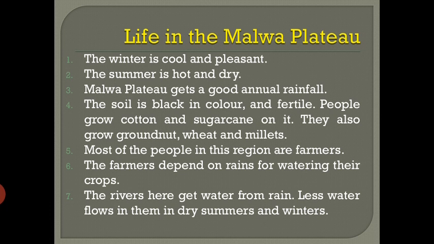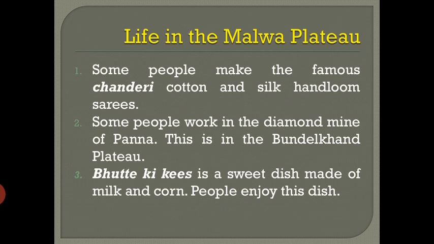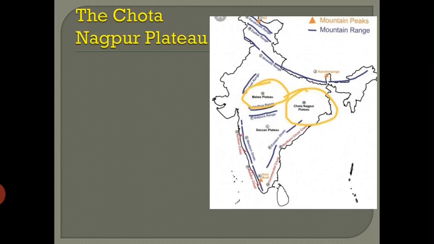Next is life in the Malwa Plateau. Some people make the famous Chanderi cotton and silk handloom saris, and some people work in the diamond mine of Panna, which is in the Bundelkhand Plateau. Next, bhutte ki kees is a sweet dish made of milk and corn, and people enjoy this dish. Yummy, really.